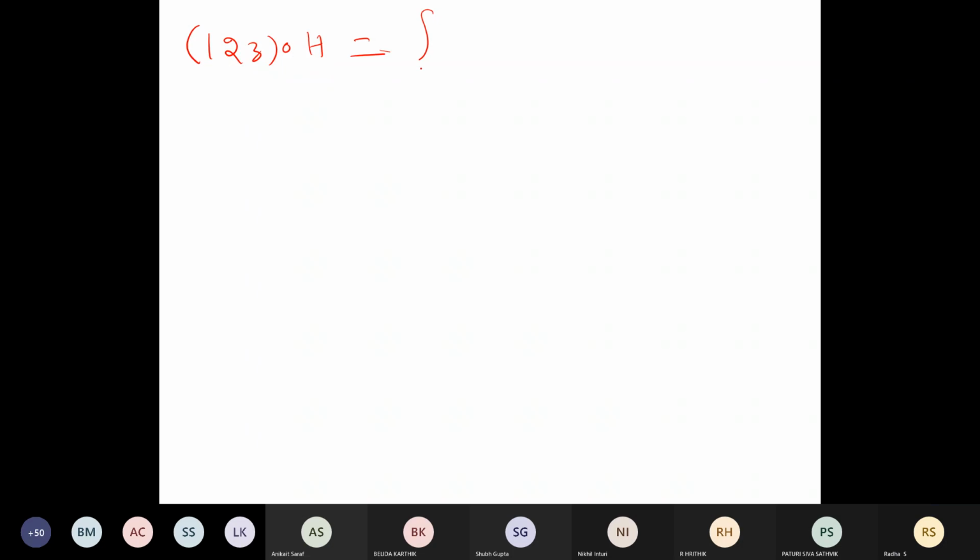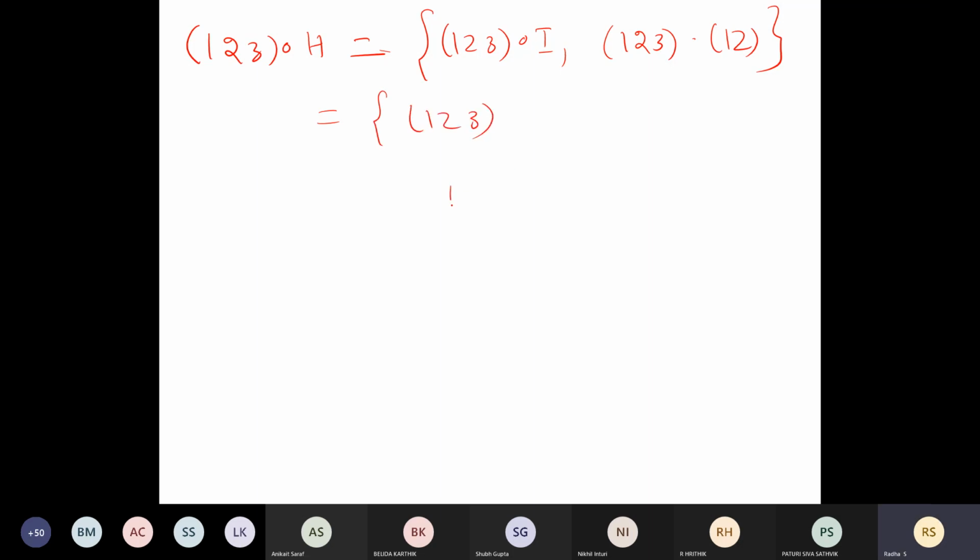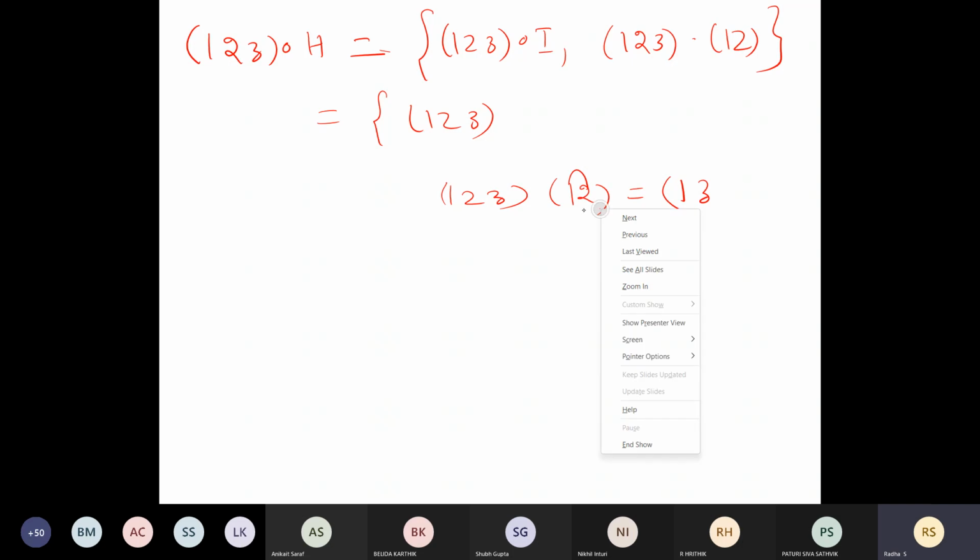Now tell me: 1, 2, 3 into I is 1, 2, 3. Next, 1, 2, 3 into 1, 2. How do you do this? It is 1, 3, because 2 will be fixed anyway. 1 goes to 2, 2 goes to 3, here 3 is fixed, and 3 goes to 1. So 1, 3. Correct. Good.